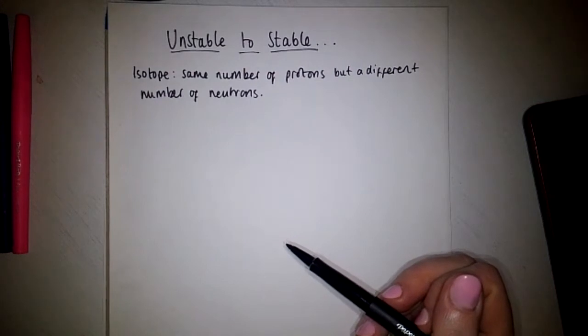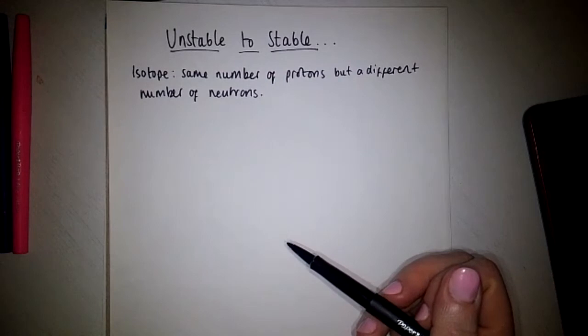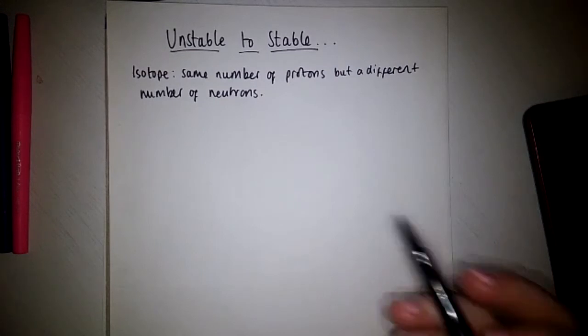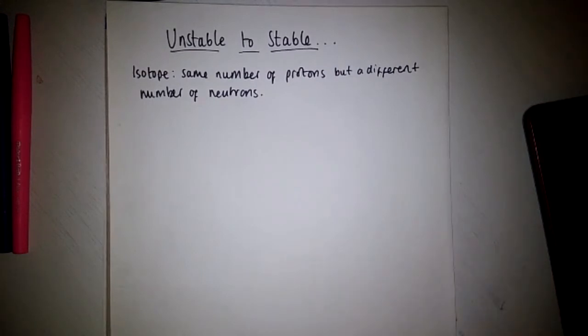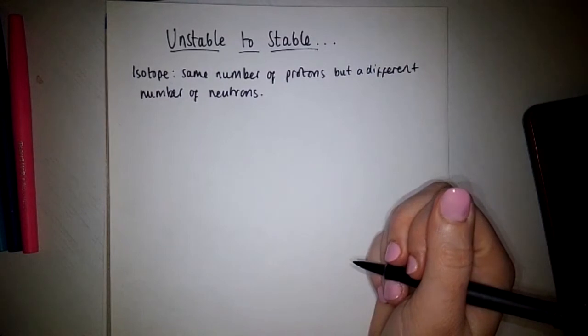So an unstable isotope becomes a stable isotope by emitting radiation, and that radiation can come in a number of different forms. There are 3 different forms of radiation that you need to learn, and you need to know a fair bit of detail about each one. Okay, so we've got an example, so let's have a little look.